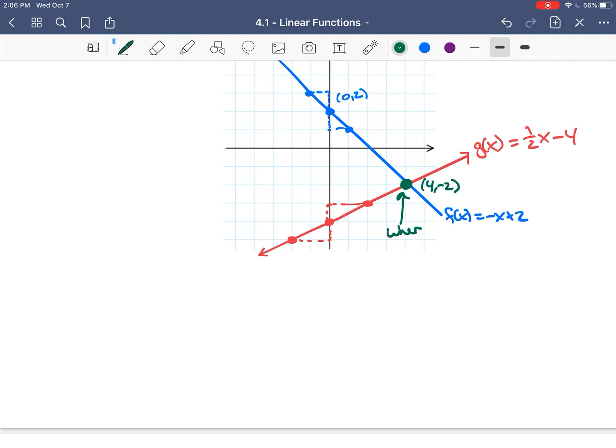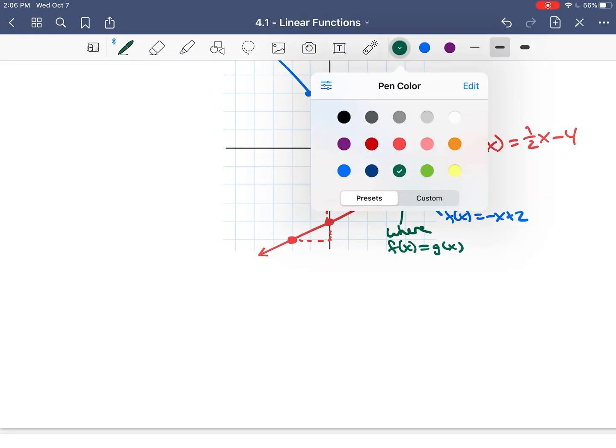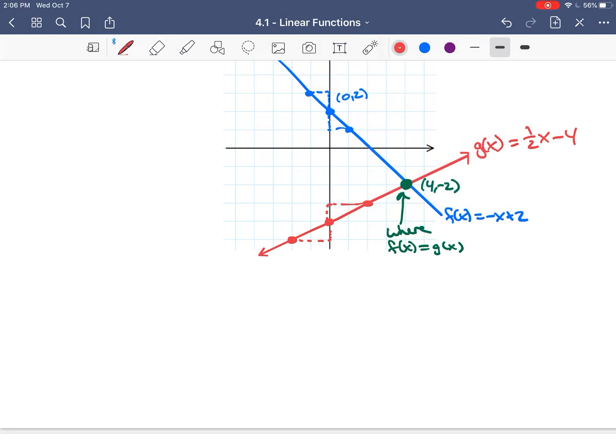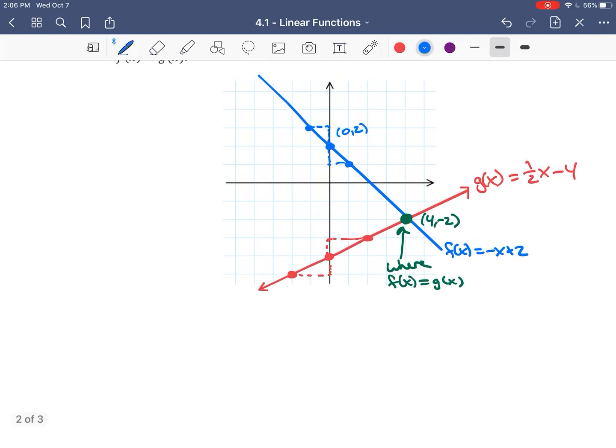This is where f of x is equal to g of x, right? Remember, it was when x is 4 and y was negative 2 at that point. So that's the solution of where those two lines are equal. If you want the solution where two linear functions are equal, what you want to do on the graph is look for their intersection point. Okay, so that's one example.